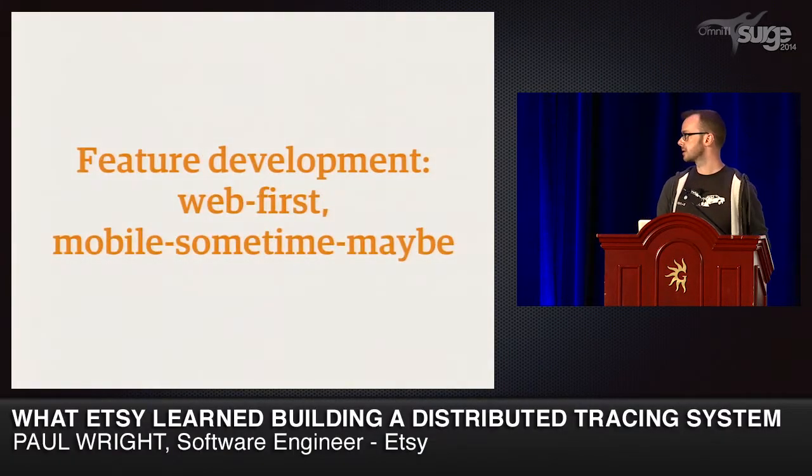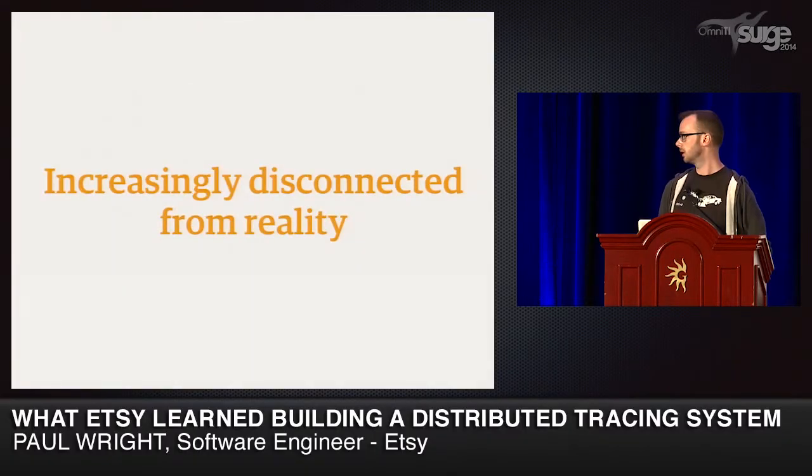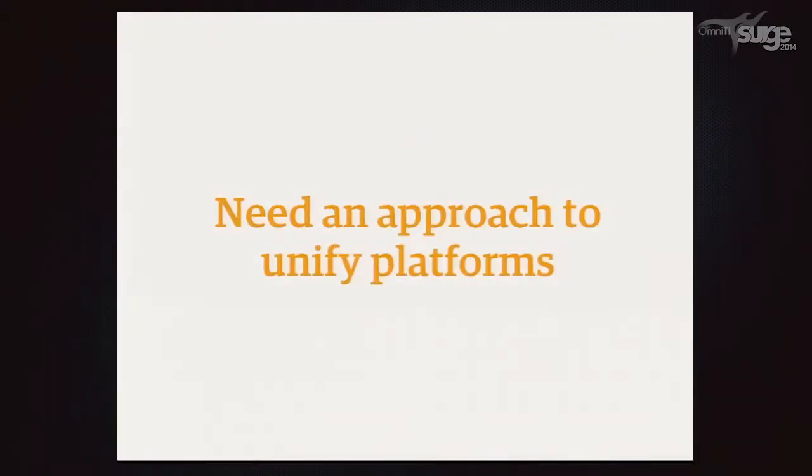The problem with this, as you may expect, is that this mindset is increasingly disconnected from reality. Mobile devices make up over half the traffic that we see on the site, be it mobile web requests or API requests for the mobile apps. And so the organizational problem we have is that we need an approach to unify the platform, so that there's one Etsy and everything can make use of it.